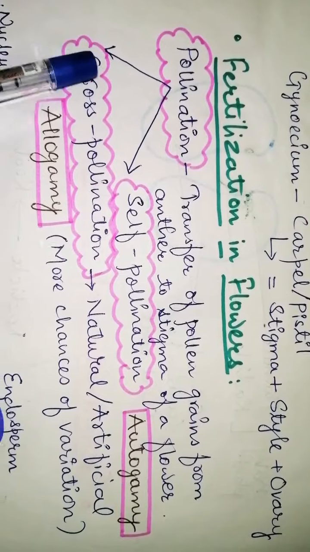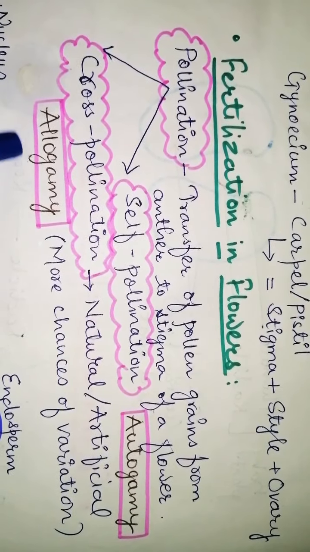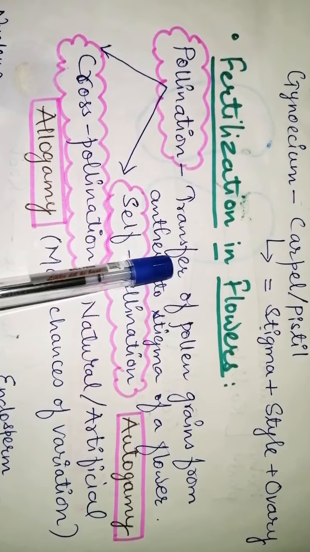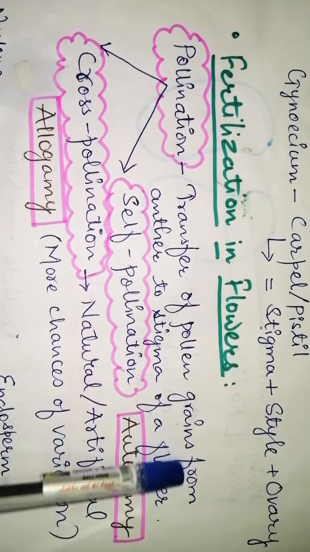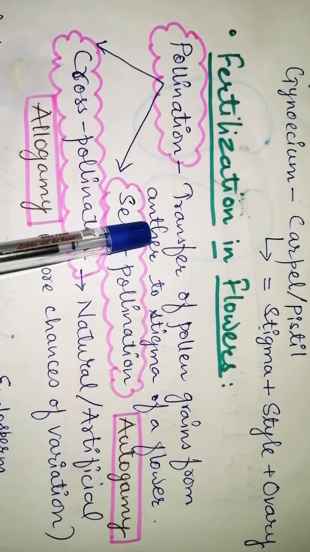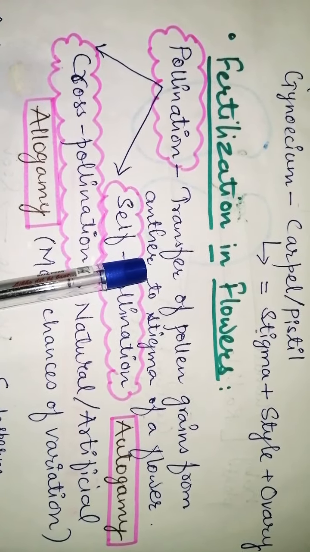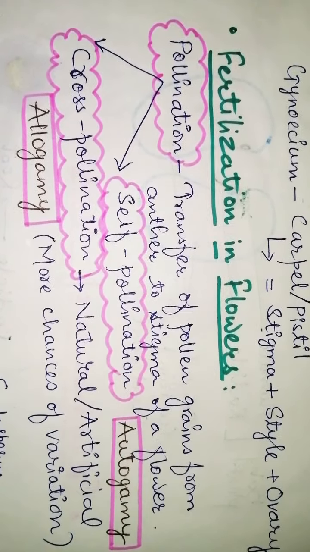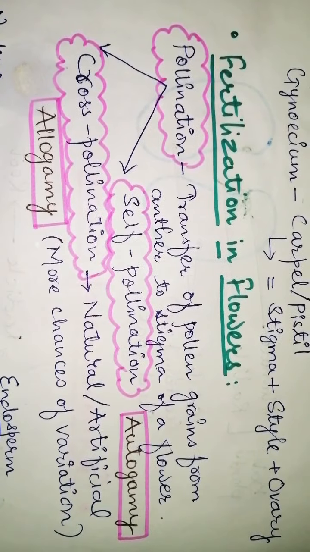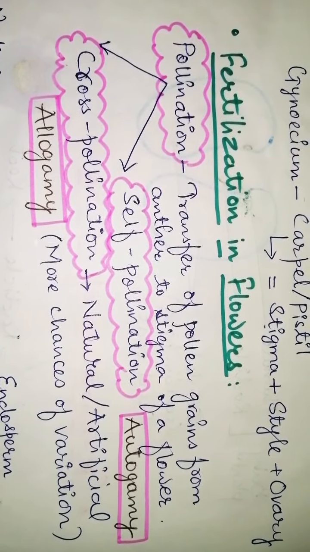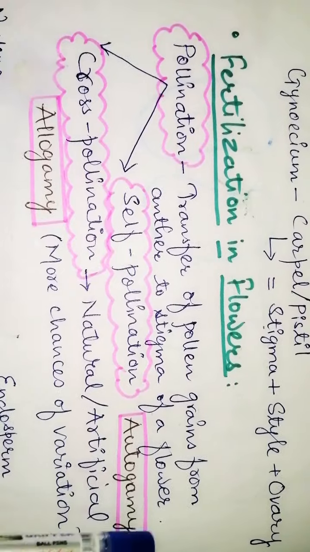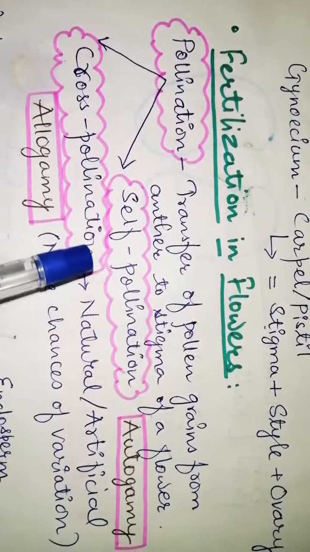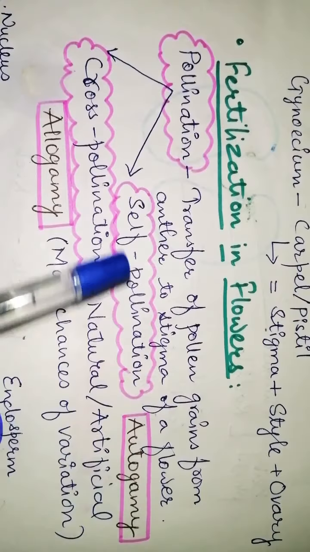Cross-pollination, on the other hand, also known as allogamy, is the transfer of pollen grains from anther of a flower to the stigma of another flower, or of another flower of another plant. Means this cross pollination may happen between different flowers of the same plant and also different flowers of different plants.